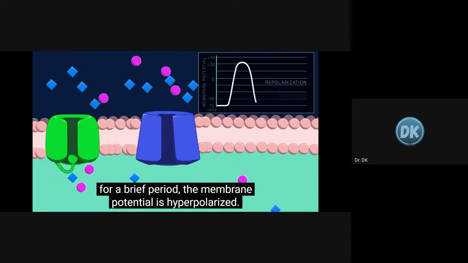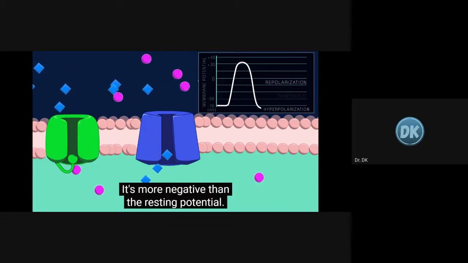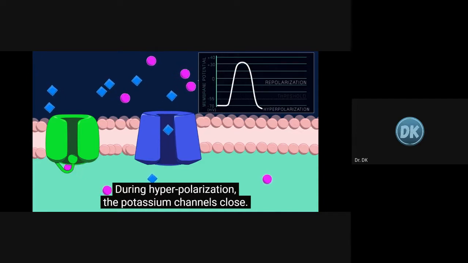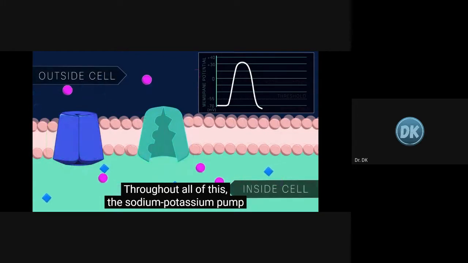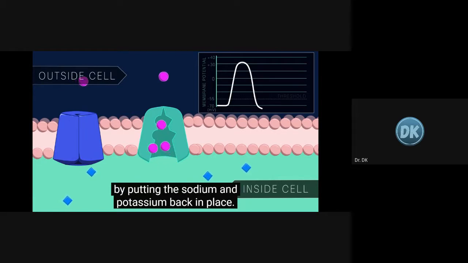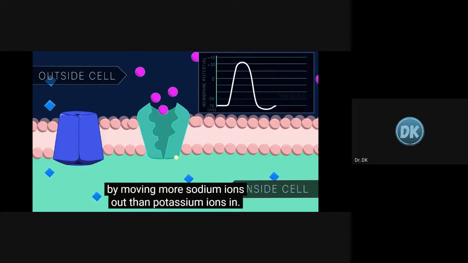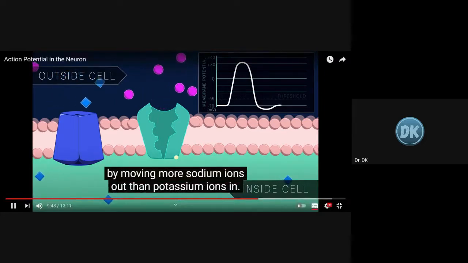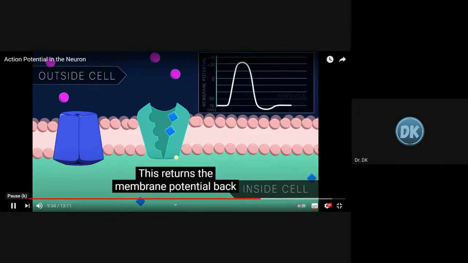Because the potassium channels are a little slow to close, for a brief period the membrane potential is hyperpolarized. It's more negative than the resting potential. During hyperpolarization, the potassium channels close. Throughout all this, the sodium-potassium pump is still working. The pump restores the chemical gradients by putting the sodium and potassium back in place. And the pump reestablishes the potential gradient by moving more sodium ions out than potassium ions in. This returns the membrane potential back to its resting potential.